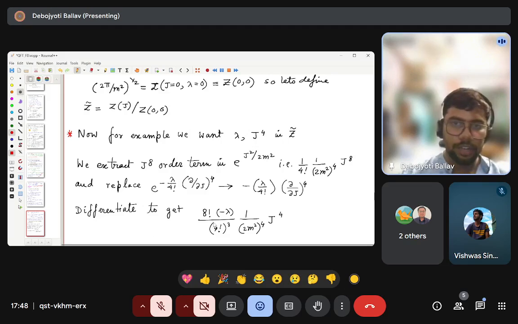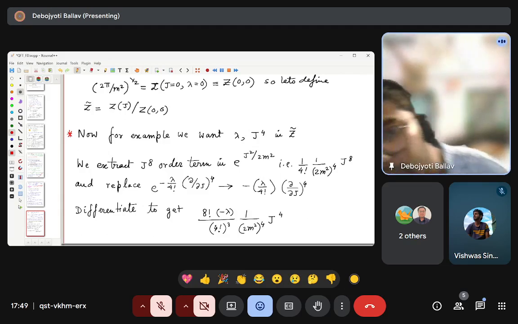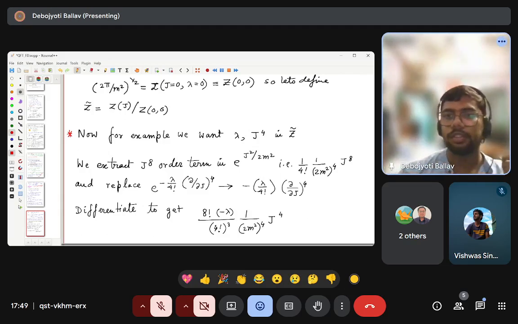You will get 8 factorial by 4 factorial, something like that. You just do it by hand at home, and you will get this answer. So order by order you can solve. You can extract each and every term order by order.